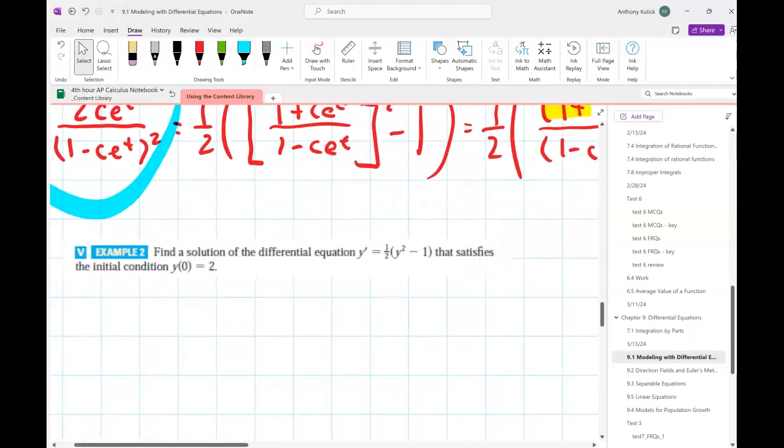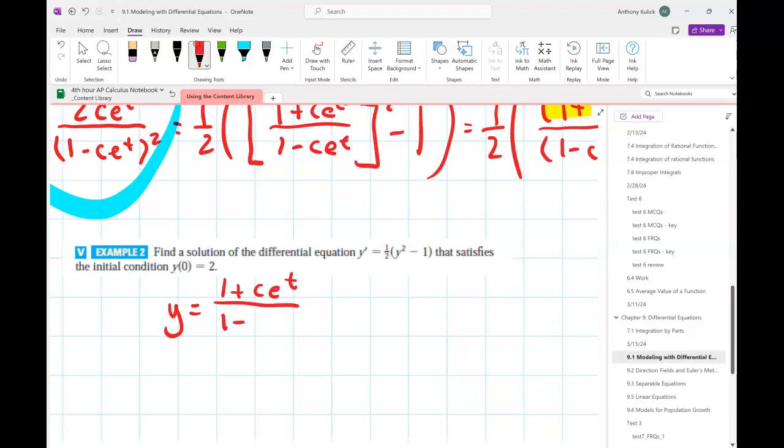Okay, so still using the same problem, it says find a solution to the differential equation y prime equals 1/2 y squared minus 1 that satisfies the initial condition y of 0 equals 2. Do you find the integral? No, we already have the general solution, right? So now all we're doing is plugging in the values for y and t to solve for c.